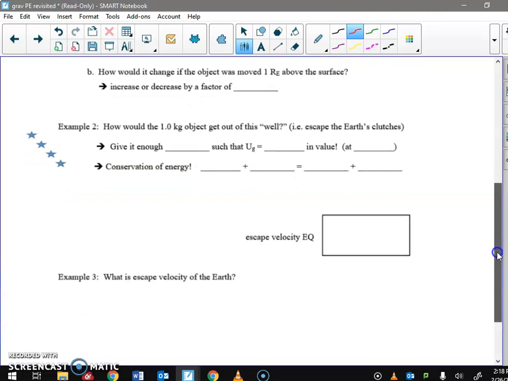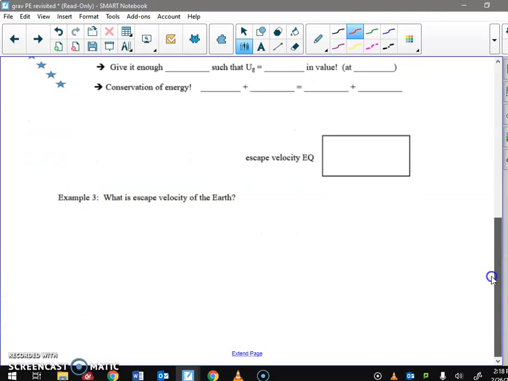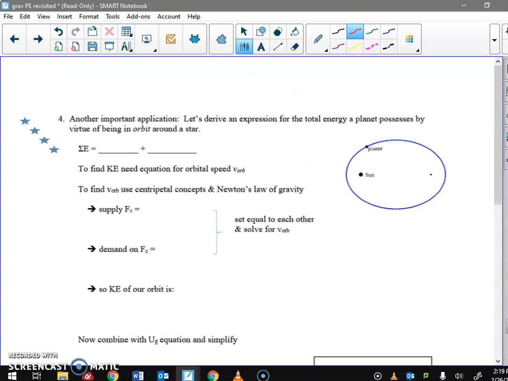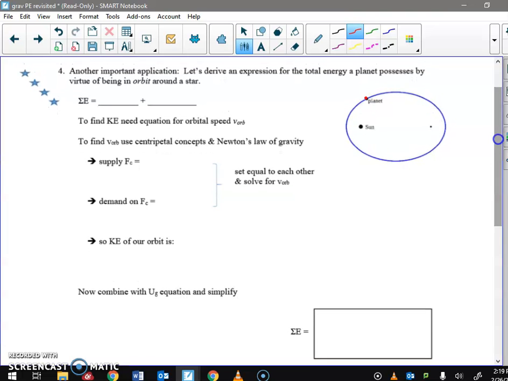Okay, so let's move on now. We've already done the escape velocity, so let's turn to another important application of this modified version of gravitational potential energy, and that's looking at orbits. So let's say we have something in orbit. So we have some generic planet going around the sun. We can look at the total energy of that orbit and reveal something important about it. So that's what we want to do ultimately, and we're going to do this in stages.